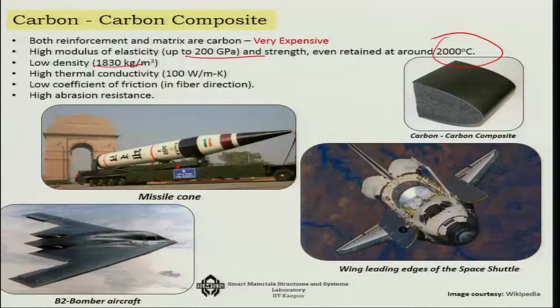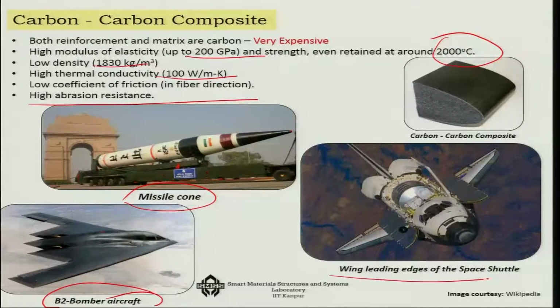Also it has a low density, high thermal conductivity, a low coefficient of friction, and high abrasion resistance. That is why it is used in missile cones, in B-2 bombers, in wing leading edges of the space shuttle. So wherever there is a very challenging environment, we actually apply these carbon-carbon composites.